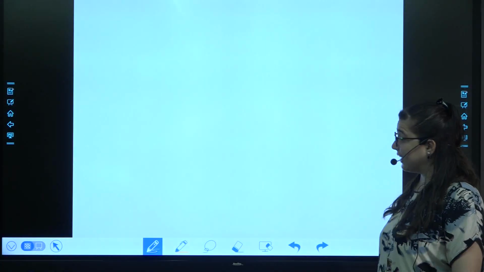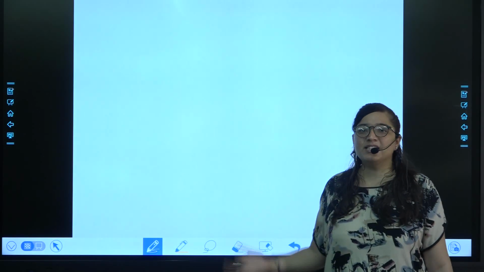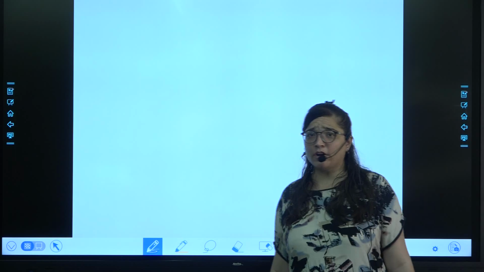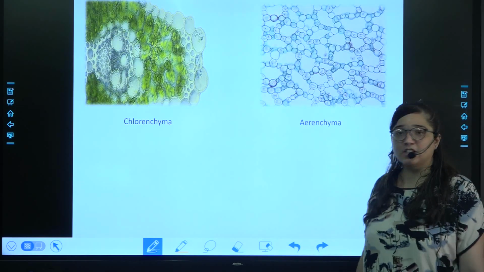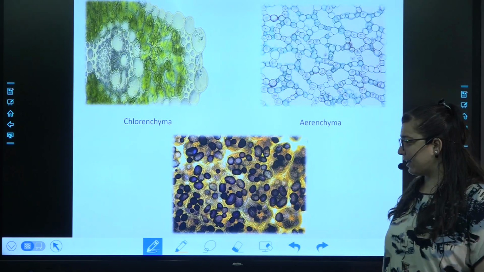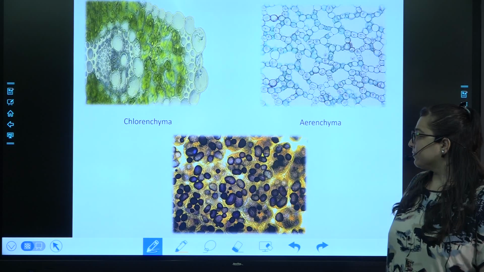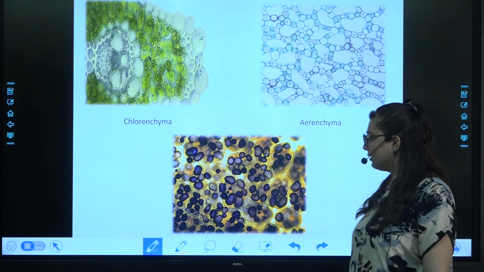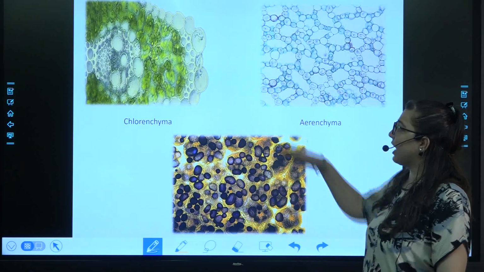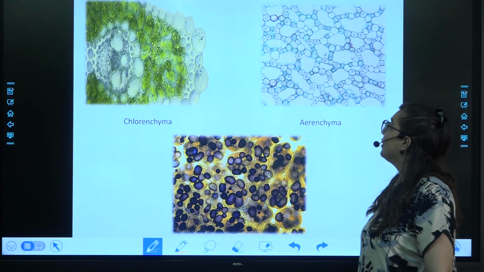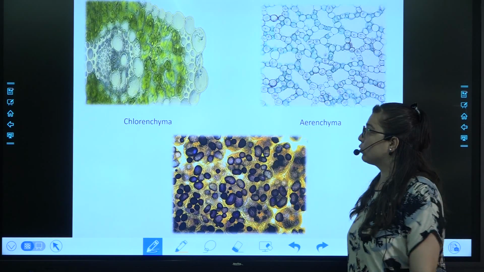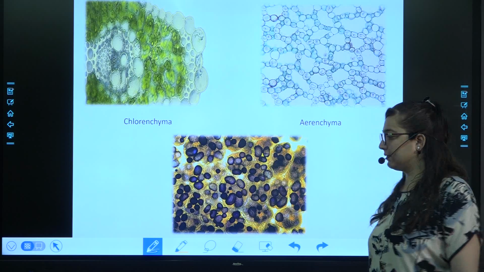Now, next, we'll see the images of the parenchyma and chlorenchyma. The very first is the chlorenchyma, the next one is parenchyma. This is the common view of any parenchyma tissue. This is how they look. You can see the shape. That is what you have to visualize.